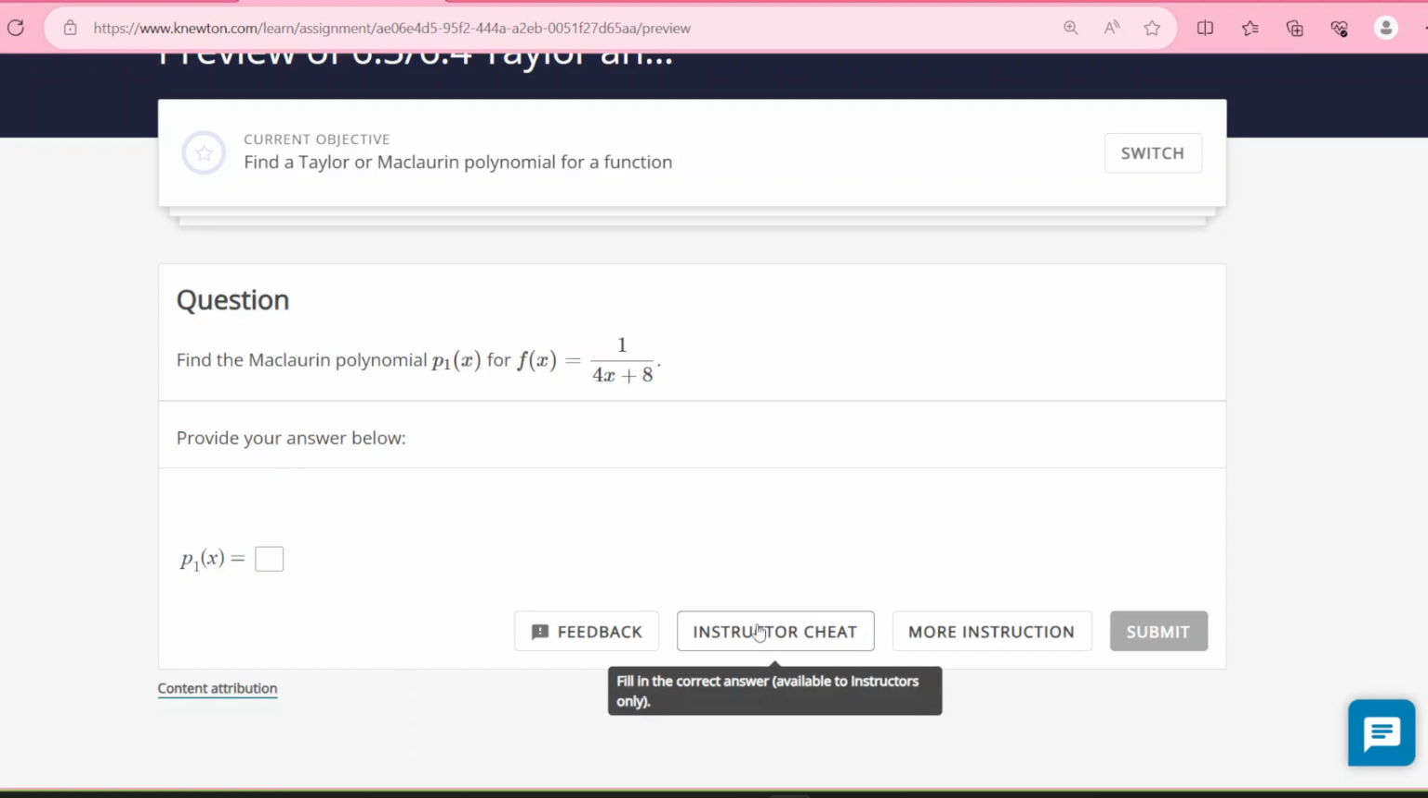Next to that, you see the instructor cheat button here. You will not have this. This will not be there. It's for instructors only.